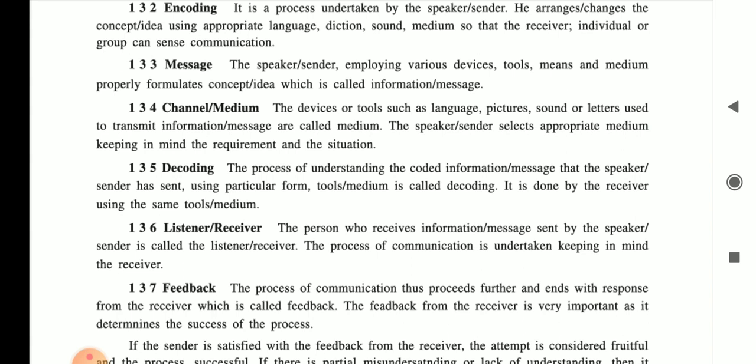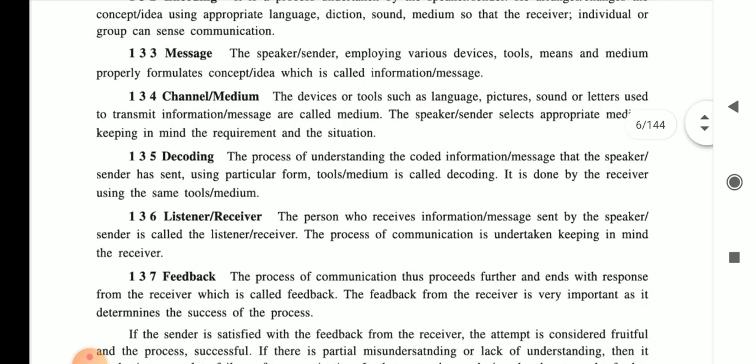Next one is the channel. The devices or tools such as language, pictures, sound or letters used to transmit the information or message are called the medium. See, if you want to pass a message, you have a necessity for a medium. At that time it is necessary that you have a specific medium so that you can get the proper idea for that particular intention.